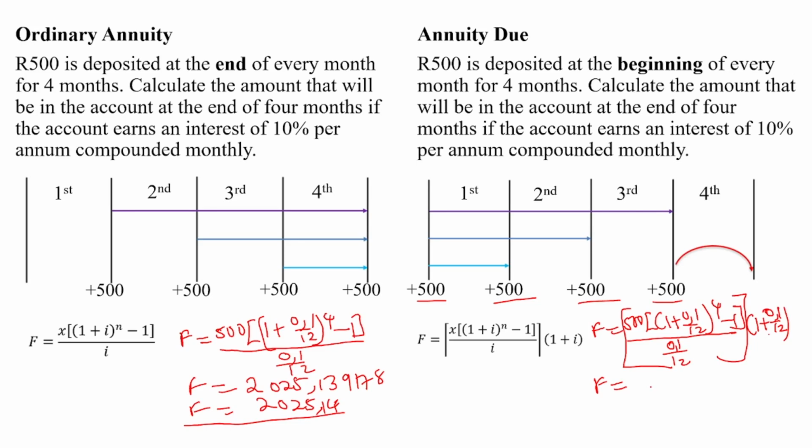You get that F is equal to 2042.015338, which is roughly 2042.02, like that. This is the difference between annuity due and ordinary annuity. So we're going to do more examples in the next lesson.